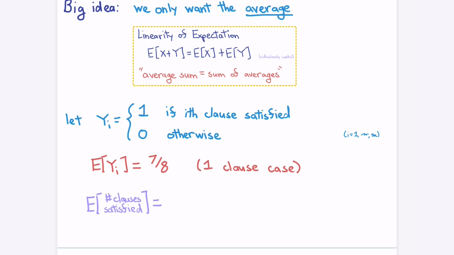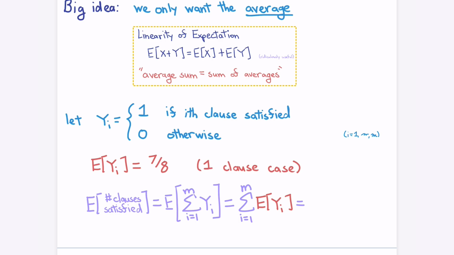Now, what we're interested in is the expected number of clauses that are satisfied. If I don't worry about expectations yet, this number of clauses satisfied is just the sum of the yi's over all the clauses. So we'll write the sum from 1 to m of yi, right? Nothing has actually happened. I just re-expressed things in a different notation. But now what? The expectation of the sum is the sum of expectations. So here we'll apply the fabled linearity of expectation.